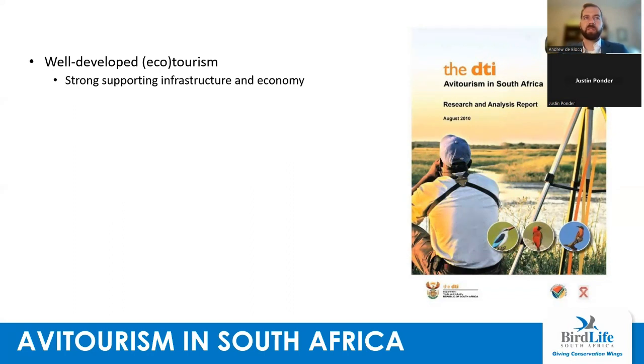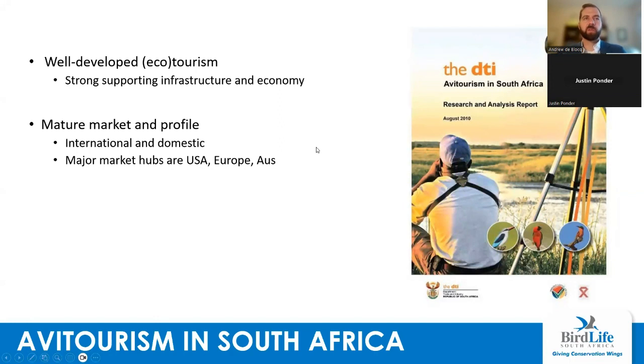So they found that it is a well-developed form of ecotourism in South Africa. It has a strong supporting infrastructure and economy. Obviously, South Africa is well set up for nature-based and ecotourism. So we can sort of tap into that infrastructure, from roads to accommodations to parks and reserves, to support avitourism. We have a fairly mature market and profile. We have international and domestic markets, which are fairly healthy and growing. Our major market hubs are the USA, Europe, and Australia. So this is where the most concentrated markets are into South Africa.